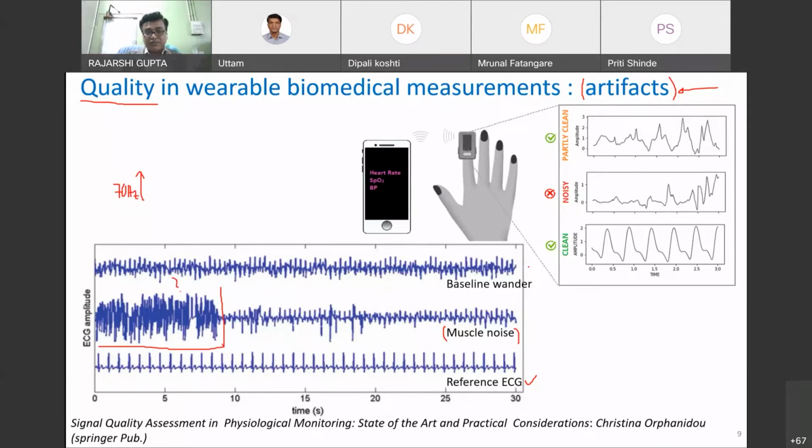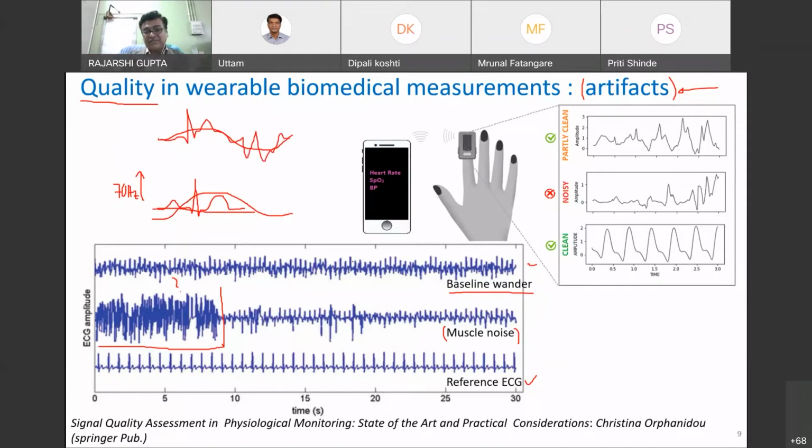In the topmost one, baseline wander is shown. In the case of baseline wander, if we draw a graph of the ECG, this is the baseline. The baseline becomes modulated with a slowly varying respiration signal. So this is the baseline on which the ECG signal is modulated, like this.